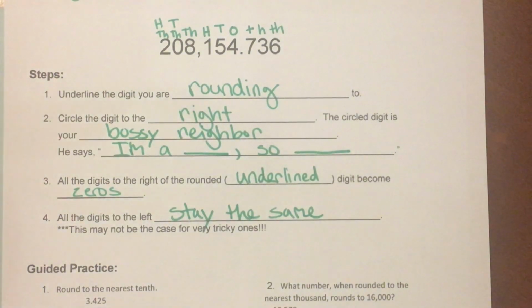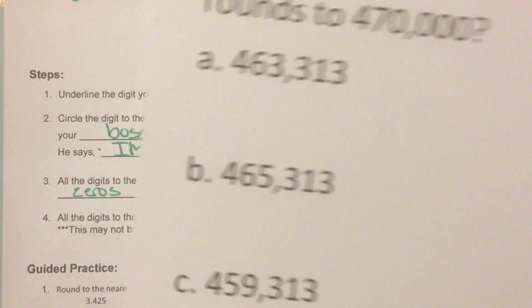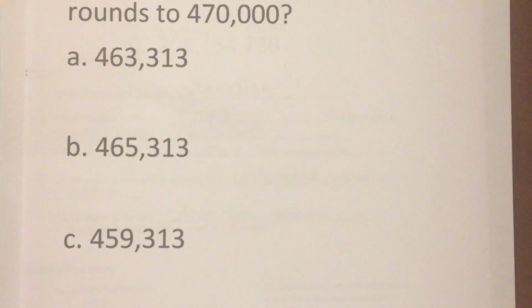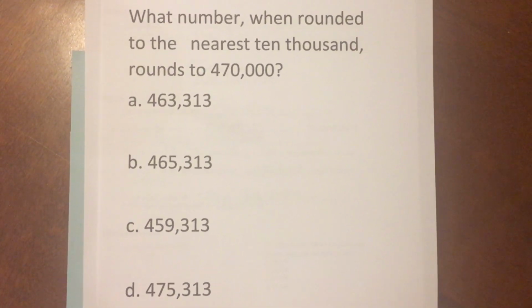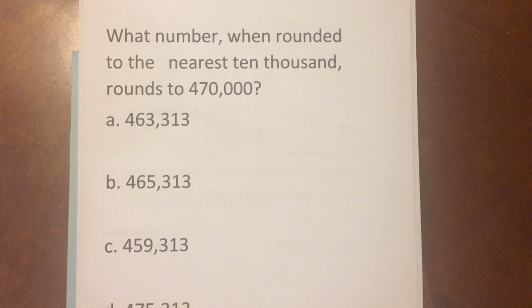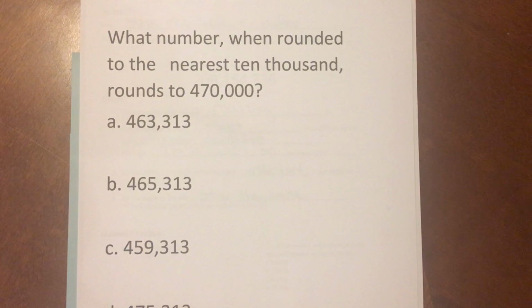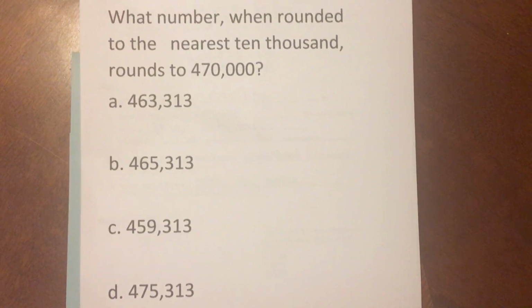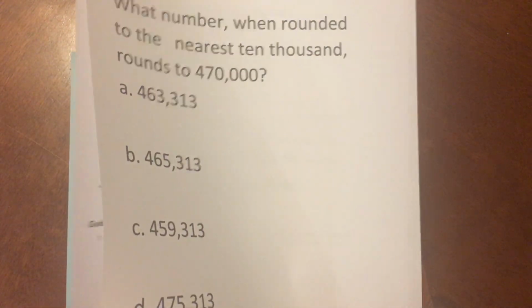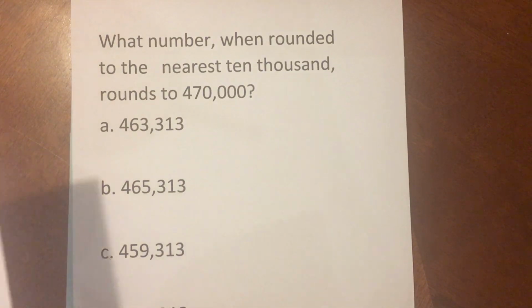Okay, so what does this look like? You're going to see lots of different kinds of problems, so I try to get 2 different ones to show you. The first one is more like a word problem. It says, what number, when rounded to the nearest 10,000, rounds to 470,000? And this one is kind of like a multiple choice. So the way I would attack this one is I would have to check each one.